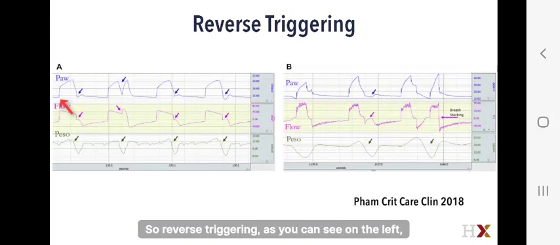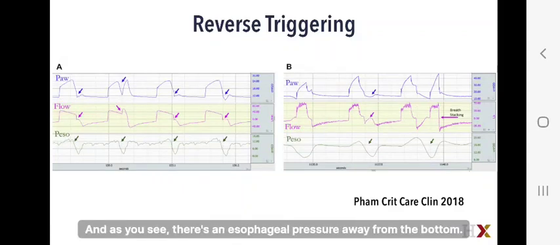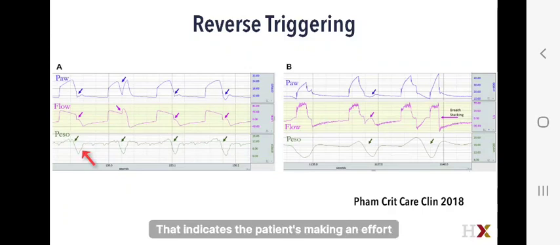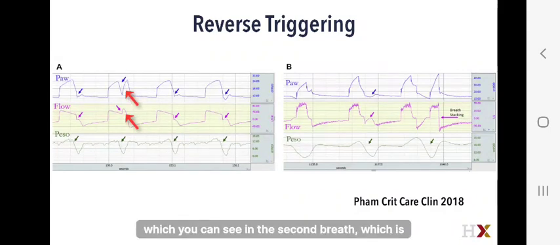So reverse triggering, as you can see on the left, the machine delivers a breath, and as you see, there's an esophageal pressure waveform in the bottom that indicates the patient's making an effort after the ventilator delivers a breath. So in this example, the patient is on a volume assist control mode that actually allows the patients to pull flow from the ventilator, even though it's supposed to be controlled, but only when they demand and have a huge drop in pressure, which you can see in the second breath, which is why flow is delivered to the patient.